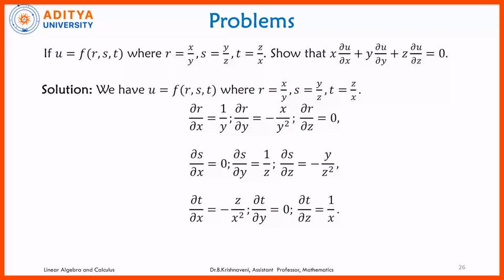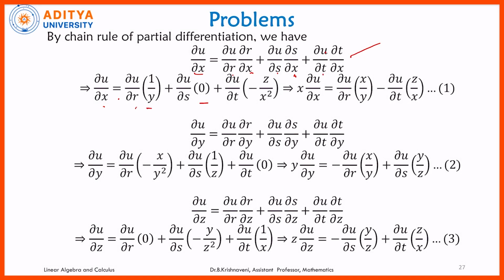Already we calculated the values here. What is dou r by dou x? So, substitute those values here and find x dou u by dou x. Let us represent that with equation number 1.